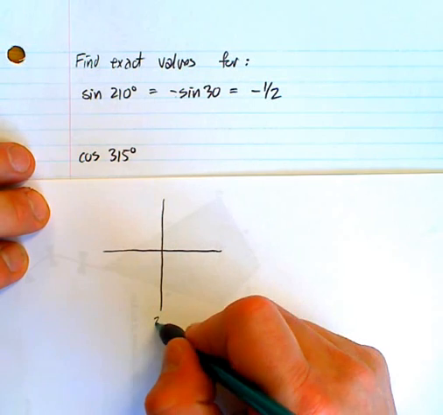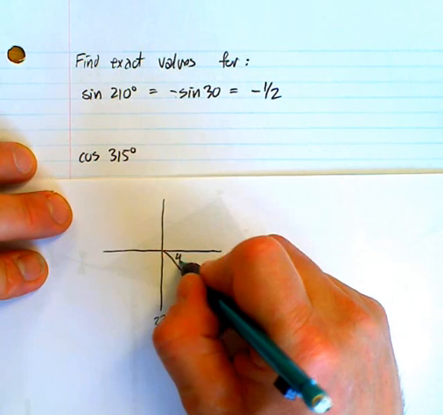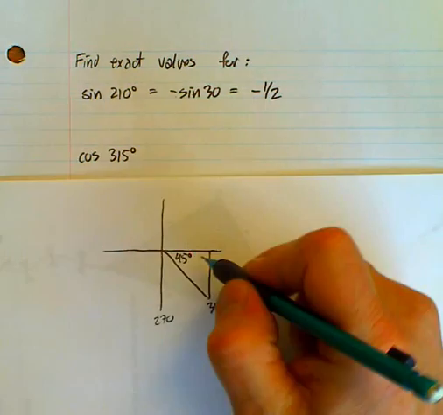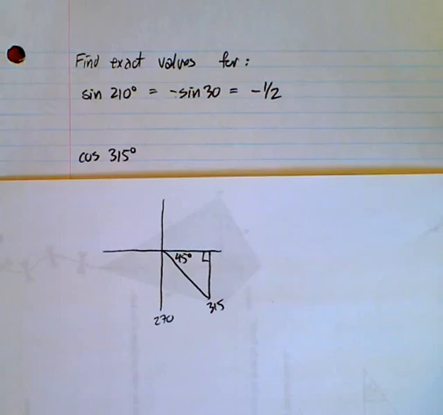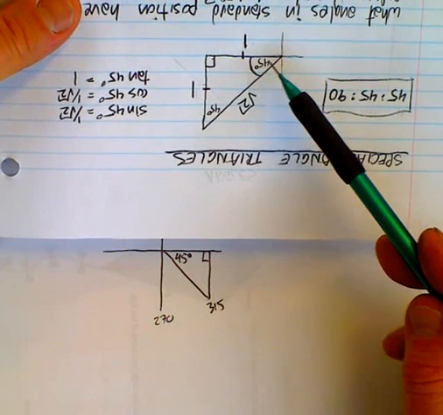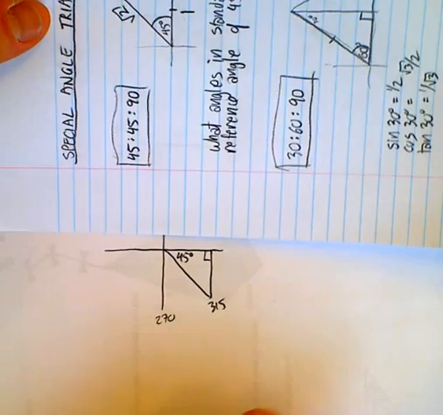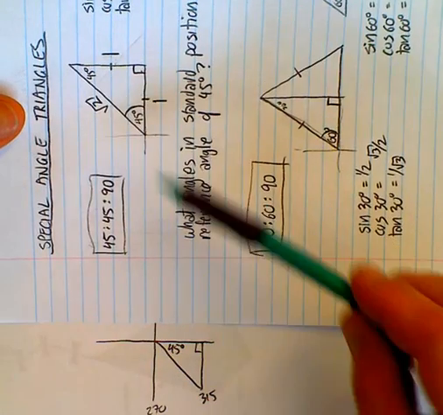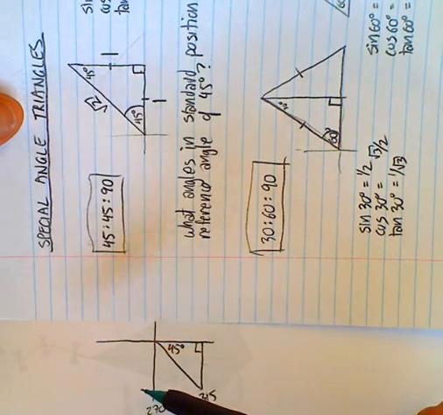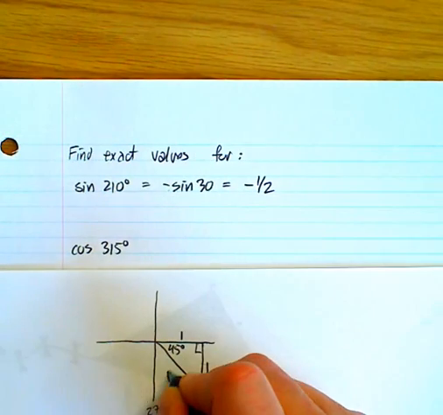So 270, 315 is going to fit right in here. That means the reference angle, always measured to the x-axis, is 45. And now I have a 45, 45, 90 triangle. And if you look at this 45, 45, 90 triangle that we have from the notes, I just flipped it around a little bit. Let's move this down. So see how this now is the same as that. So 1, 1, root 2. It's just in a different orientation.